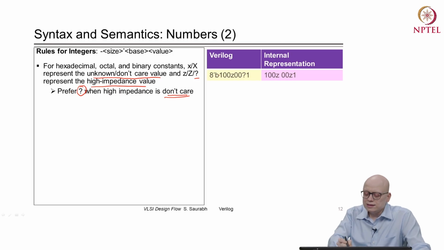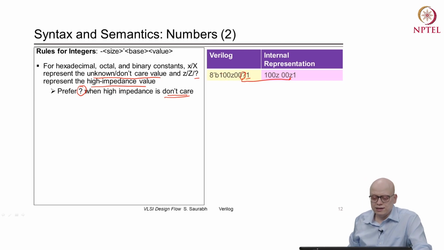For example, this is the number 8'b100Z00?1. Here the question mark is the same as Z. Internally it will be treated the same as Z, or high impedance value.